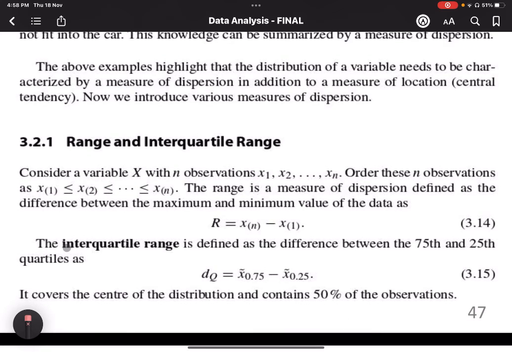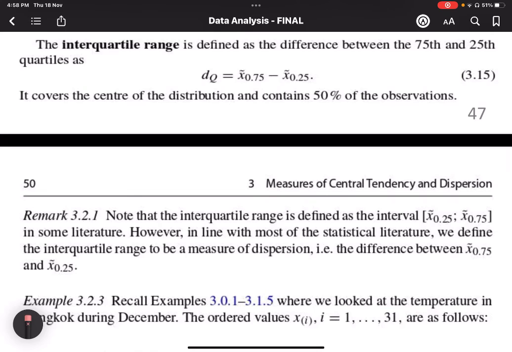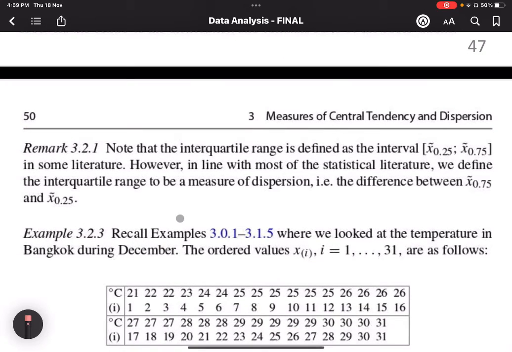So by definition, the interquartile range is defined as the difference between the 75th and the 25th quartile as follows, no? So 0.75 minus 0.25. So it covers the center of distribution and contains 50% of the observations. So yan ang definition ng ating quartile or interquartile range, no?